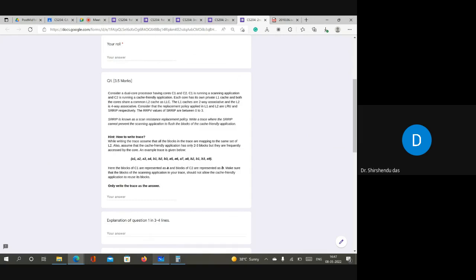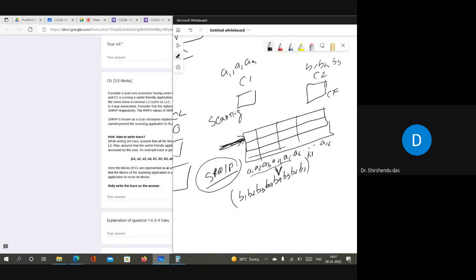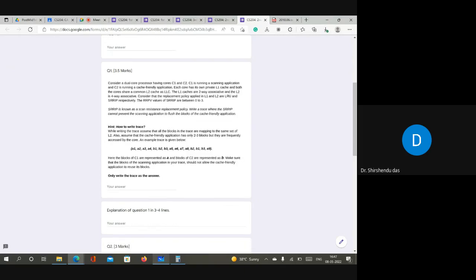You just need to write a trace like this: this is a cache friendly application running B1 B2 B3 B4, but somewhere in between there is a scanning application like A1 A2 A3. So you write this same application B1 B2 B3 B4, and after this a scanning application like this, and then again B3 B4 B1, and then there is an N. This is a trace like this. For this particular trace, SRRIP cannot handle it. Okay, so that's it for question 1.